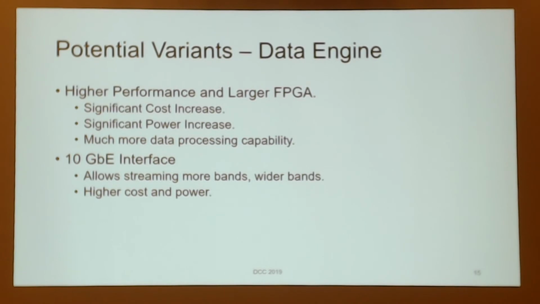Variants in the data engine are higher performance and larger FPGA, which significantly increase the cost, the power, and we can see modes where we may want more of the raw data, and that's going to require a 10 gigabit Ethernet interface. A 2-channel RF module at 122.88 is putting out around 4 gigabits per second of raw data, and that's a little bit tough to handle around most ham shacks. So the first version will have just data going into the FPGA.